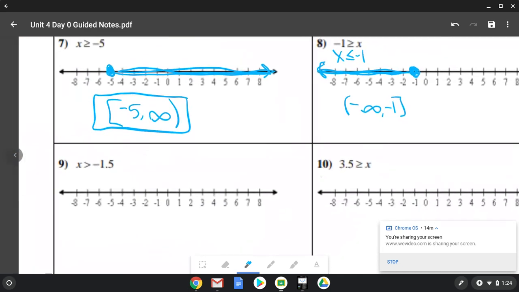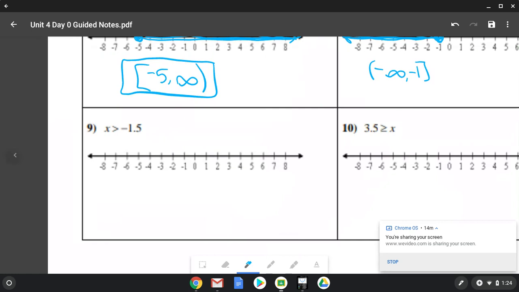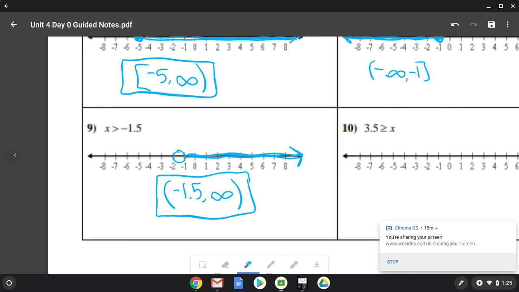And the last 2, -1.5 somewhere here in the middle, and you just got to be close. This would be an open circle, and it's shaded to the right according to that arrow. So now we go negative 1.5 to infinity. We have parentheses around both of those. And that would be my answer for 9.